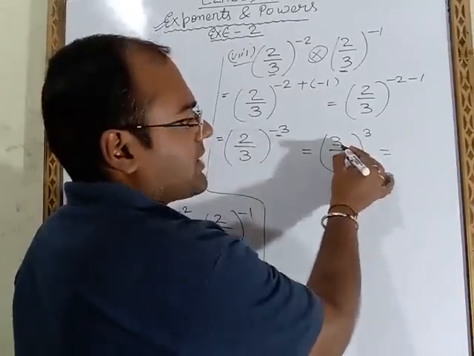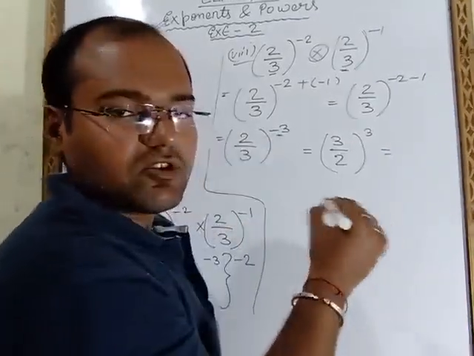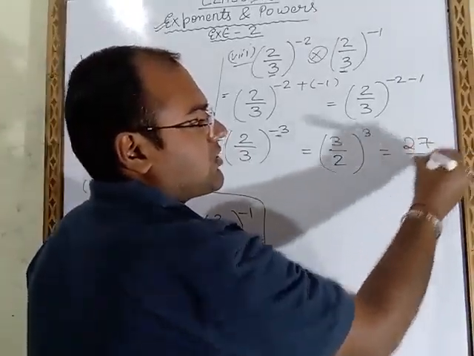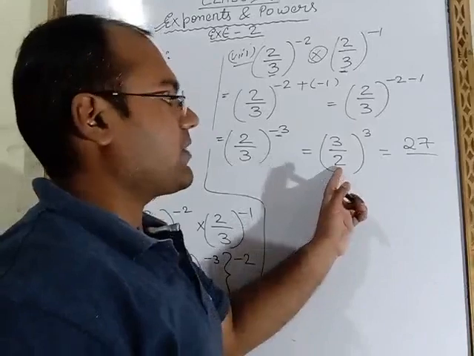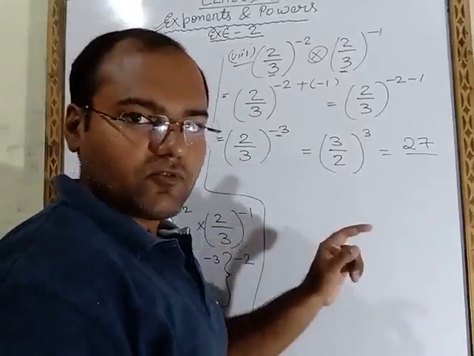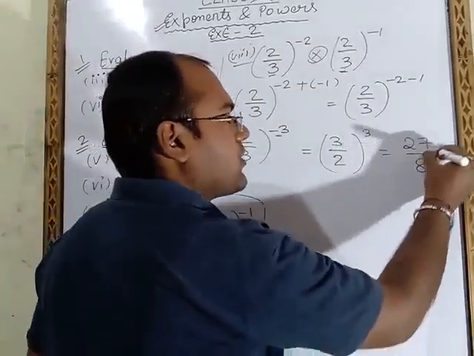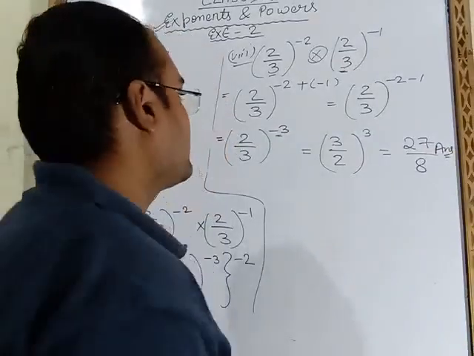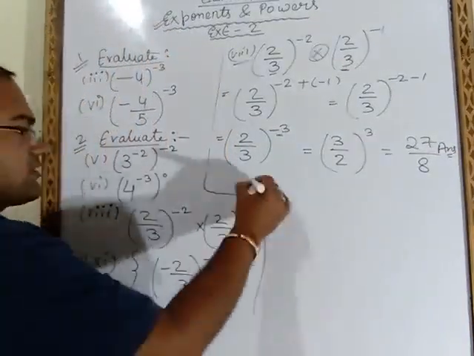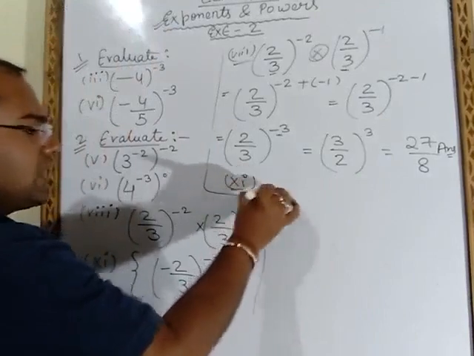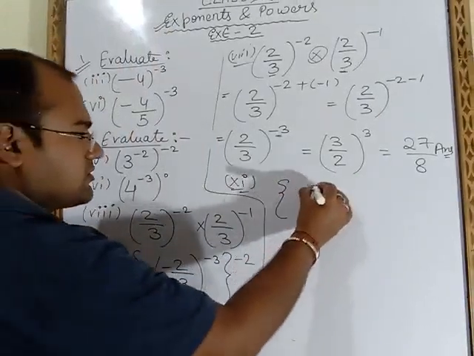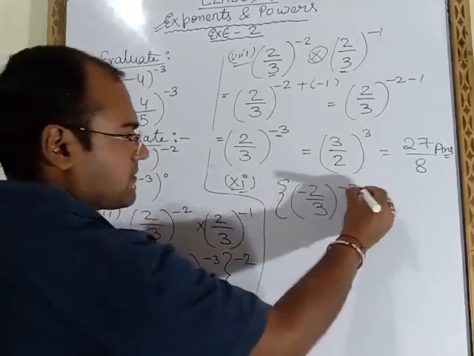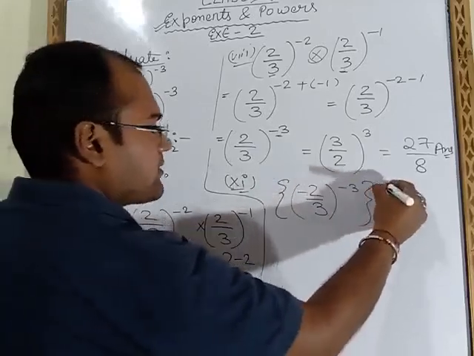So if we will multiply 3 times 3, 3 into 3 into 3, answer will be 3 3s are 9, 9 3s are 27. Similarly, we have to multiply 2 also 3 times. 2 2s are 4, 4 2s are 8. So answer is 27 upon 8. Now next part is 11th. 11th part. Question is 2 upon minus 2 upon 3 whole power minus 3 and outside that power minus 2.